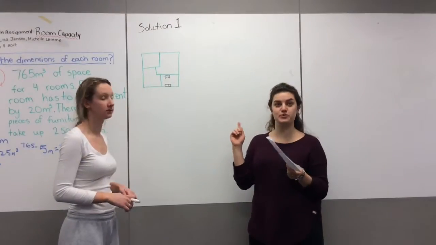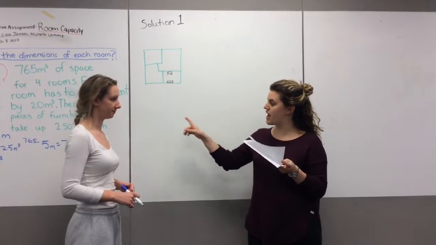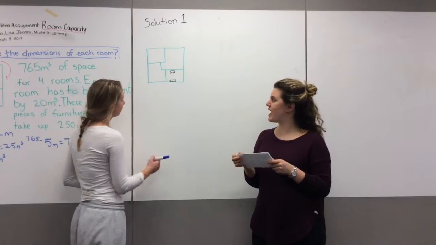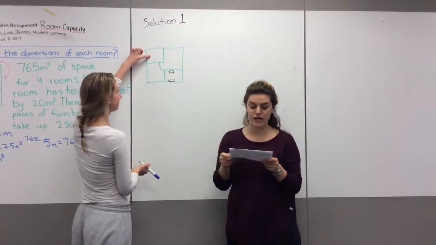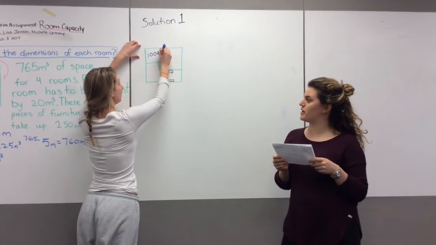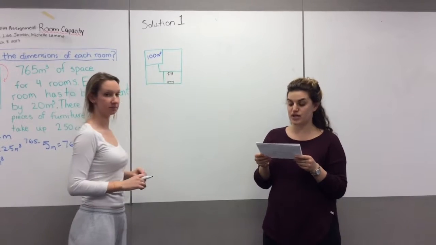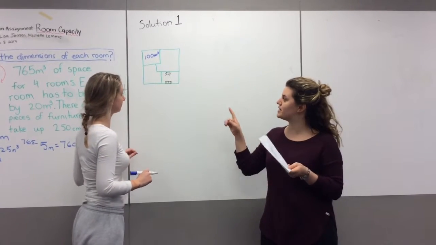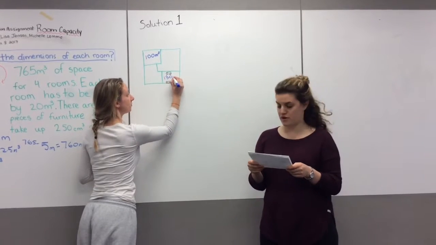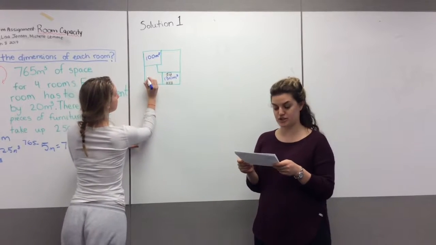So to solve for solution 1, we decided to do a trial and error method. We knew that we had a volume of 760 meters cubed. So we started by assigning room 1 100 meters cubed. From there, we knew that each room had to be at least 20 meters cubed different. So we decided to assign room number 2 130 meters cubed. From there, we assigned room 3 250 meters cubed.